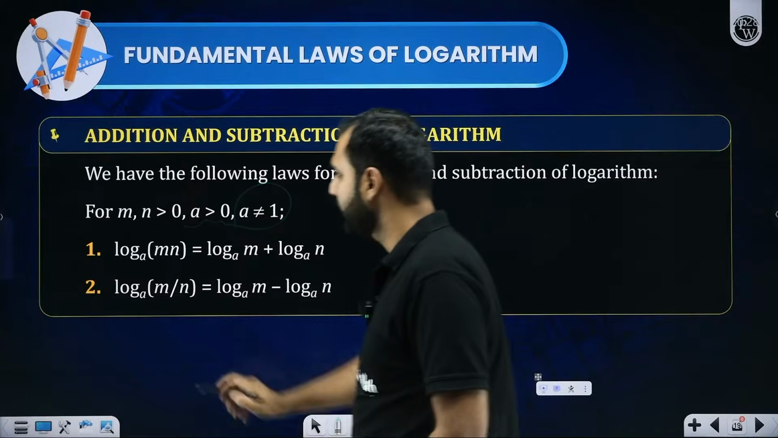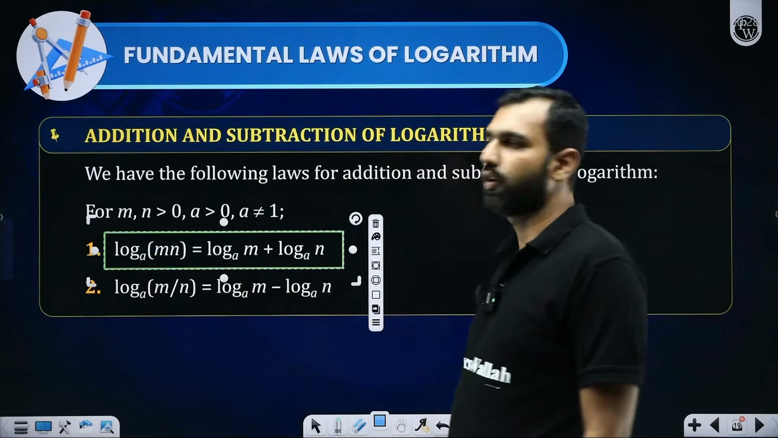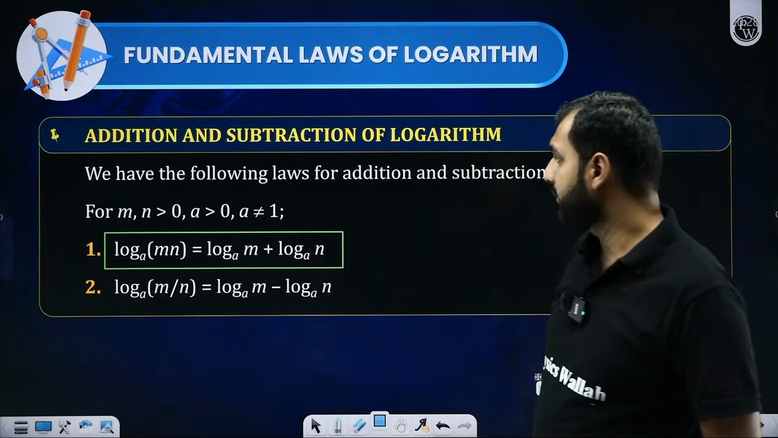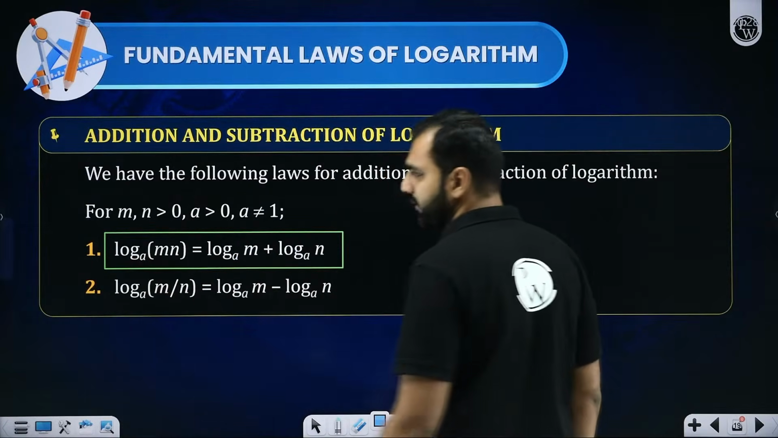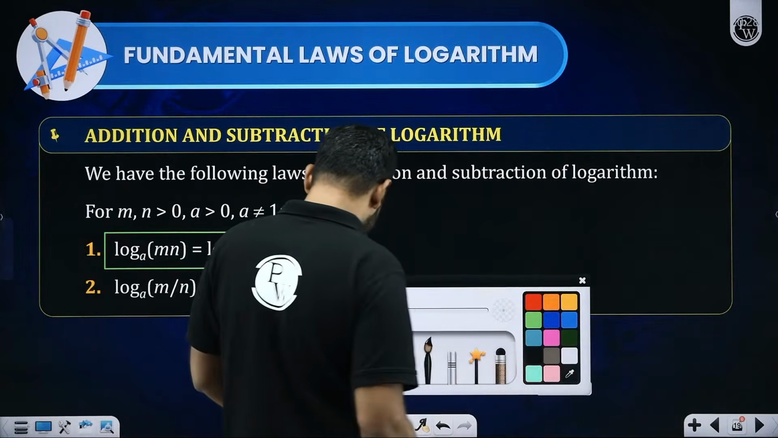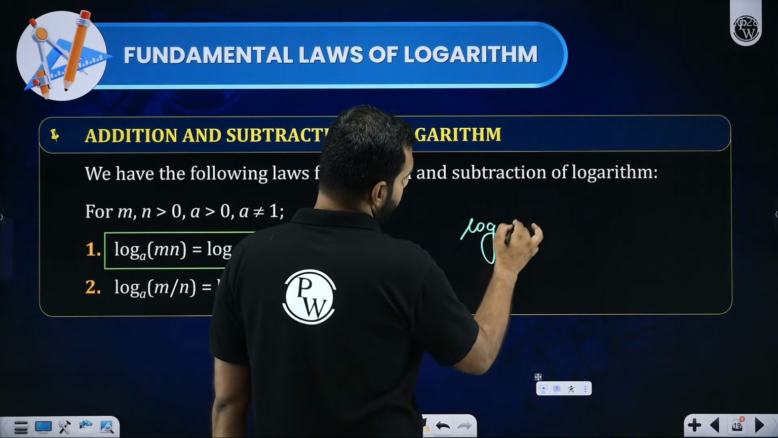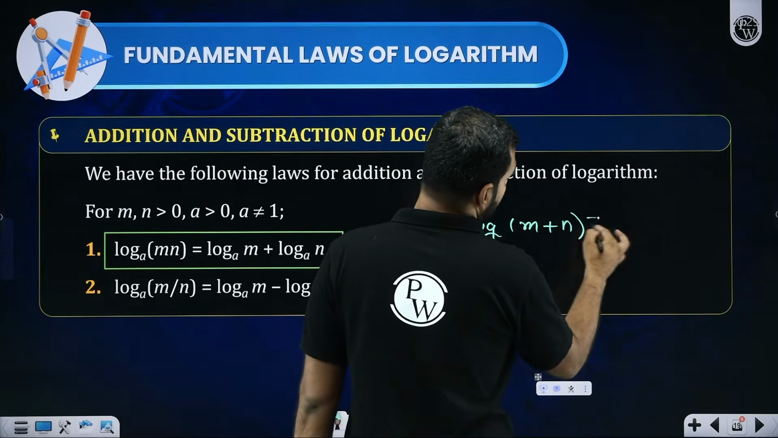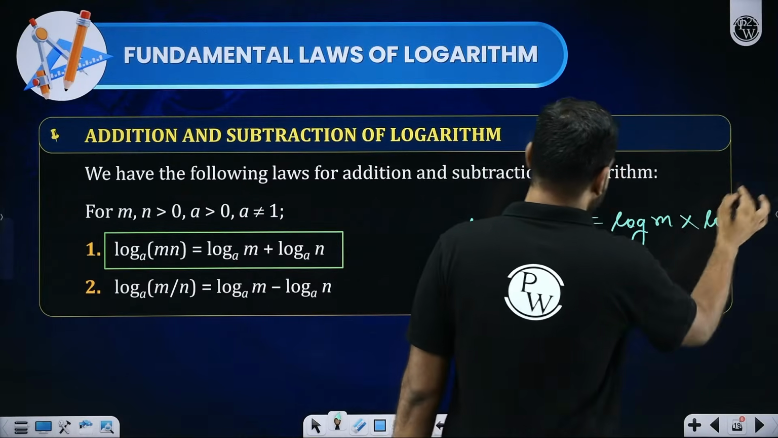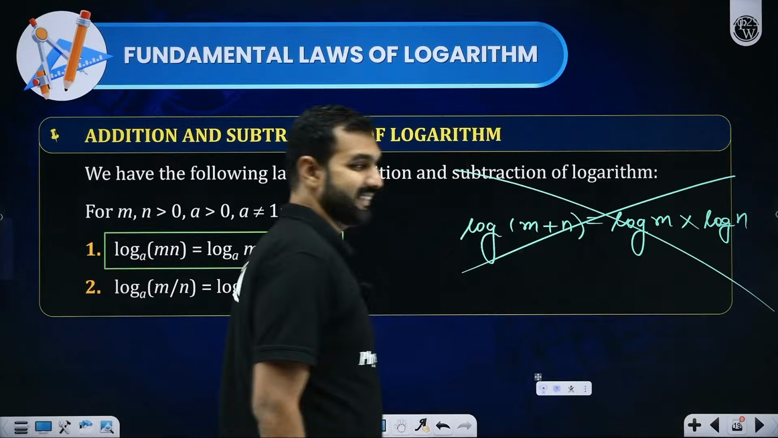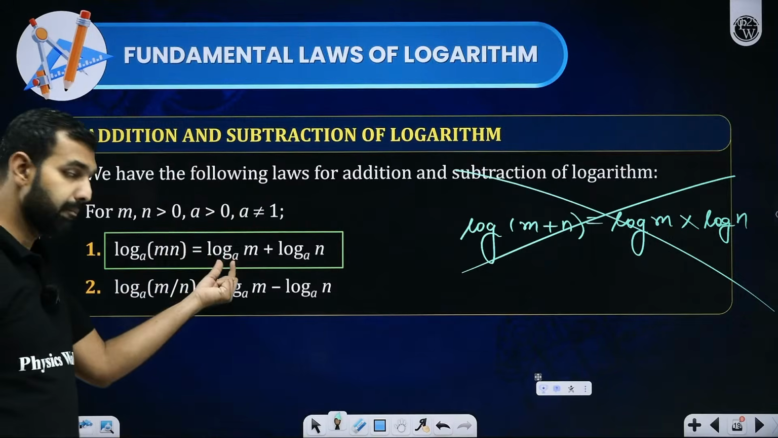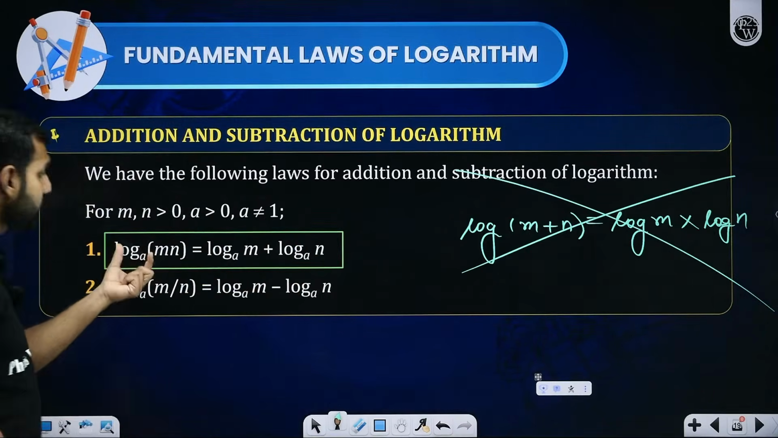So the first formula is log of mn is log of m plus log of n at the same base. Which means someday if I'm given this, I'll write it like this. But usually the mistake students commit is this: if they are given something like log of m plus n, I don't know why, but they write it like this, log m into log n, which is wrong, which is incorrect. Are you getting it? The correct version is log of m plus log of n is log of mn.